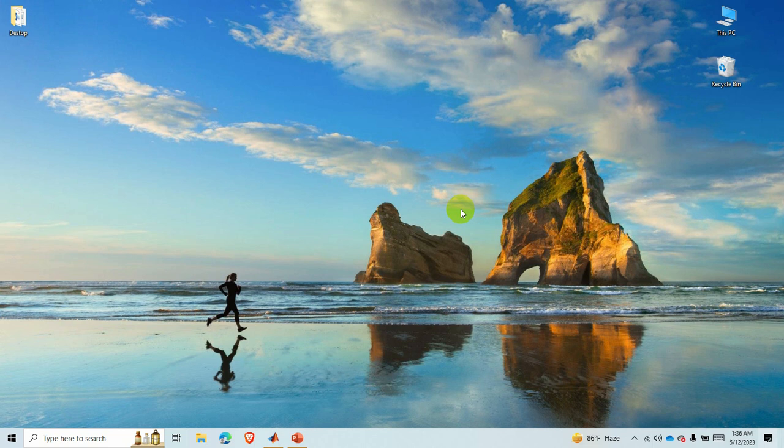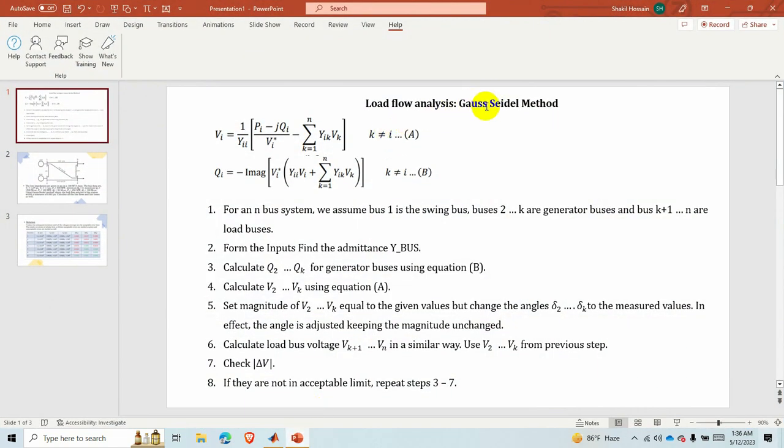I consider that you all know the background theory of load flow analysis using the Gauss-Seidel method. Here I am just showing you the algorithm for writing the code. We will use this equation A to determine the bus voltage, and we will use this equation to determine the generator bus reactive power. So here is the algorithm.